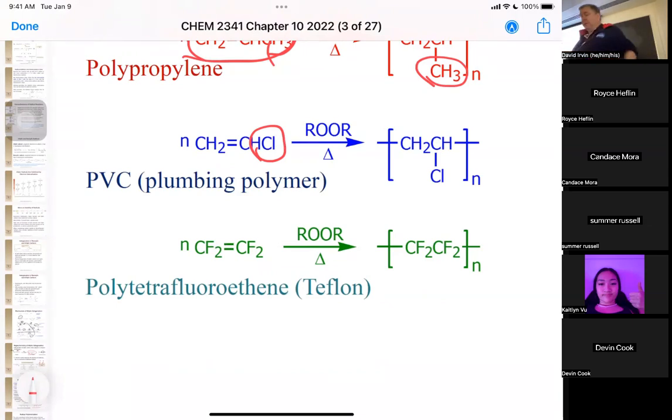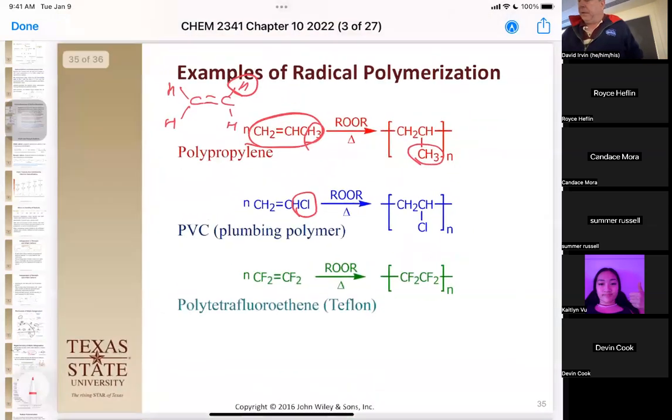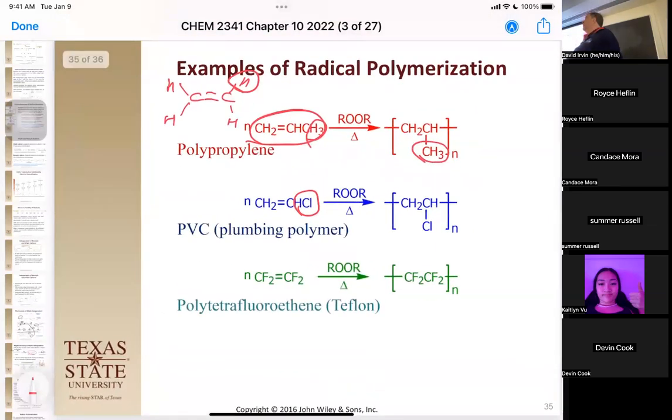Okay, slides right off. Okay, but again, they're all made the exact same way with that same polymerization, that same reaction of radicals, adding across the double bond, generating another radical.